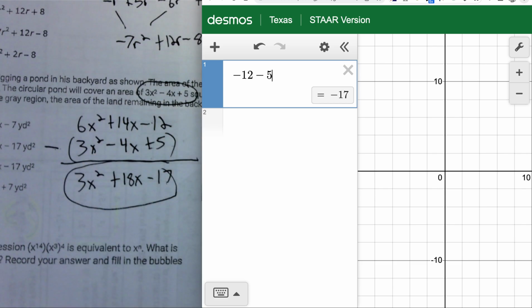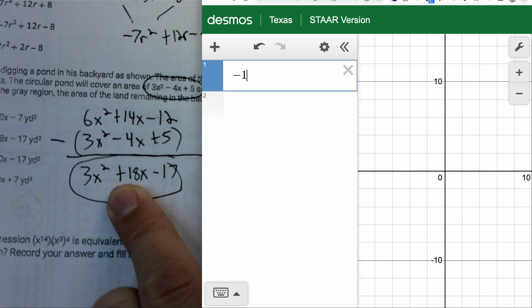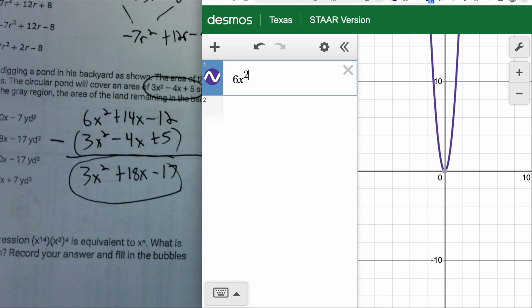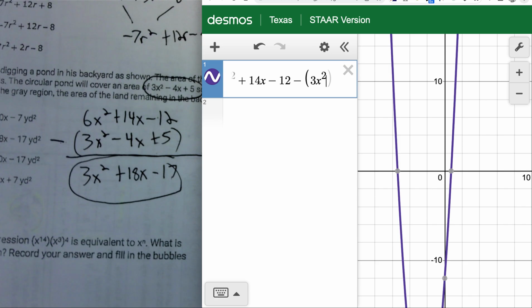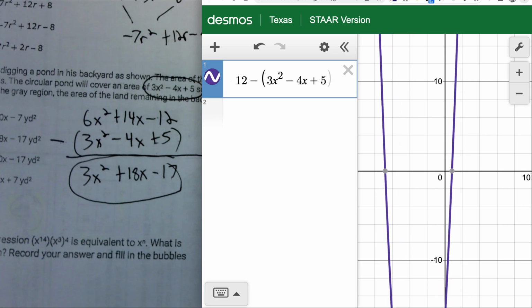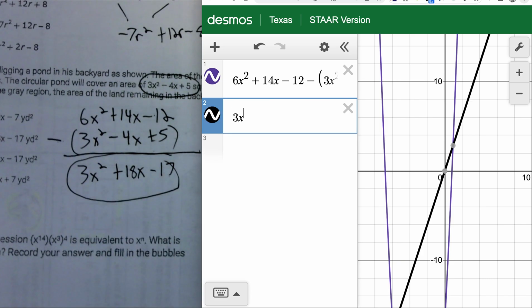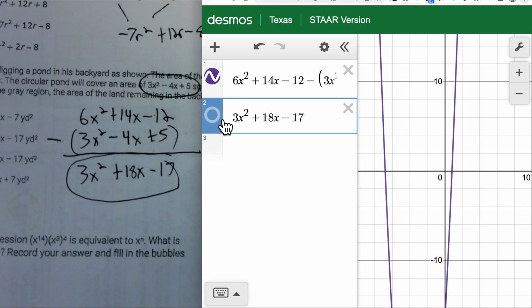Just to double check, I'm going to type this whole thing in, and then type that in separately and see if they match, if I get matching graphs. So I'll say 6x squared plus 14x minus 12 minus, and then parentheses, 3x squared minus 4x plus 5, close parenthesis. I'm going to hit enter. Then I'm going to type in this one: 3x squared plus 18x minus 17. Oh, hey, look, they are the same parabola. I got it right. That means they're equivalent.